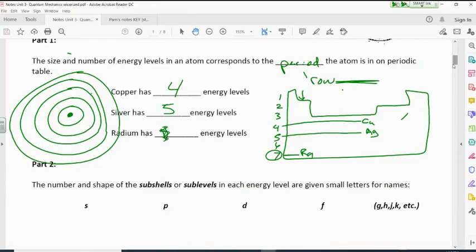And it has, my bad, scribbles, 7 energy levels. So it has the 5, and I'd have to go all the way to a level 7 being the biggest that atom could be. Okay? Now we're going to scroll down to part 2.